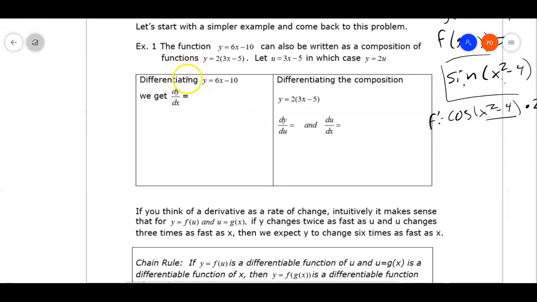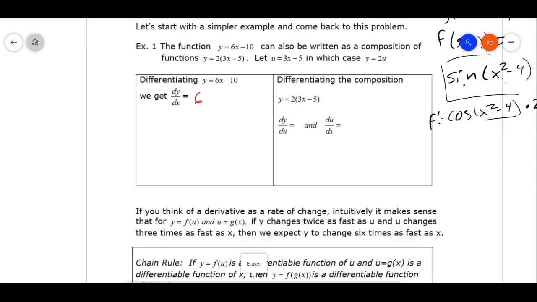If we take the derivative of 6x minus 10, hopefully at this point you're all very comfortable saying, oh, the derivative, dy dx, is going to be just 6. It's the slope of this function. The derivative of the negative 10 is 0. The derivative of 6x is 6. Hopefully that's like, you just know that.